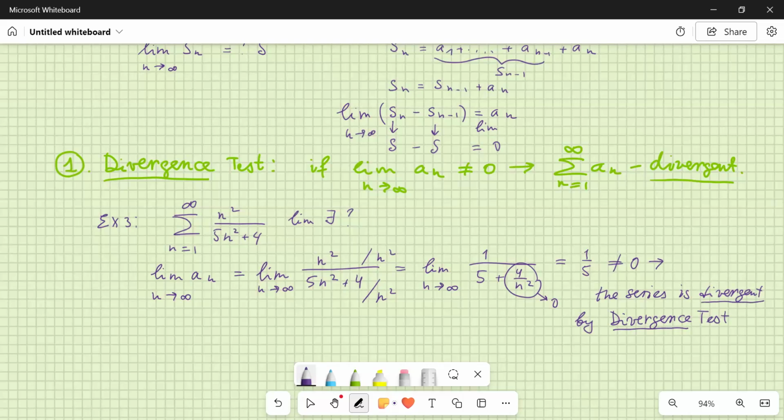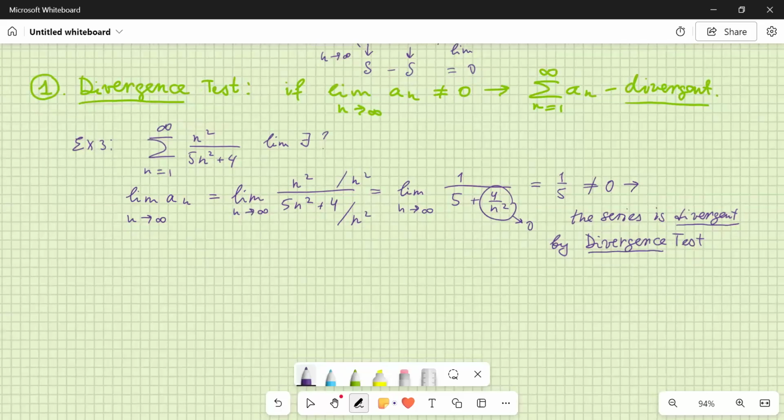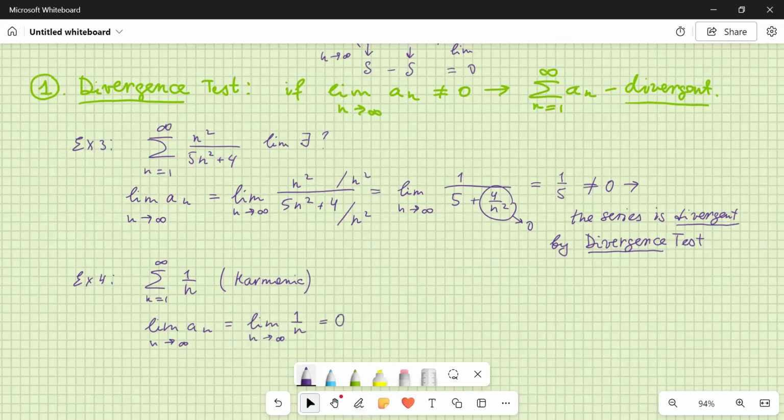Maybe I'll consider one more example of the use of the divergence test. So this was a rational series. Let's consider one more, example number 4. You guys have already seen this series, right? This is the harmonic series. Let's check the term. Limit of the term as n goes to infinity: we have the limit of 1 over n as n goes to infinity. And yes, the term goes to zero.